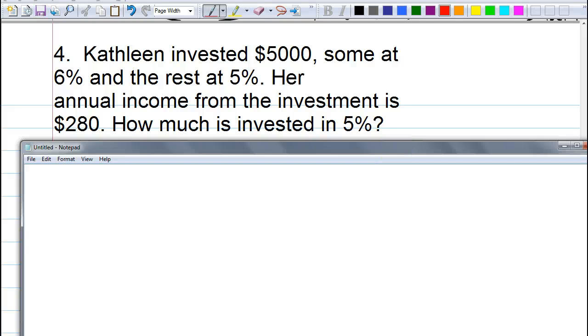Okay, somebody read this for us. How about Michael? Kathleen invested $5,000, some at 6% and the rest at 5%. Her annual income from the investment is $280. How much is invested in 5%?